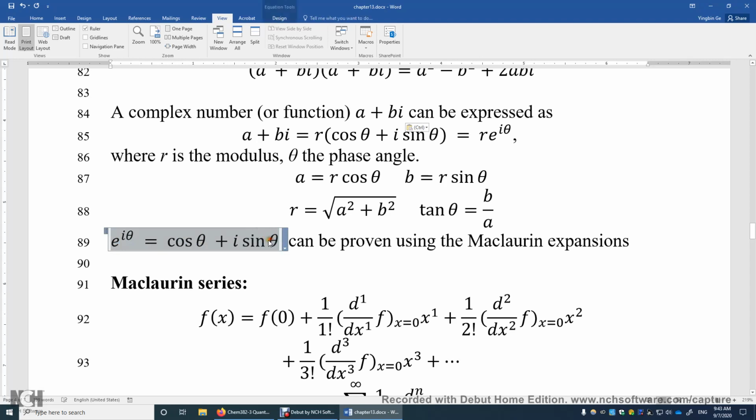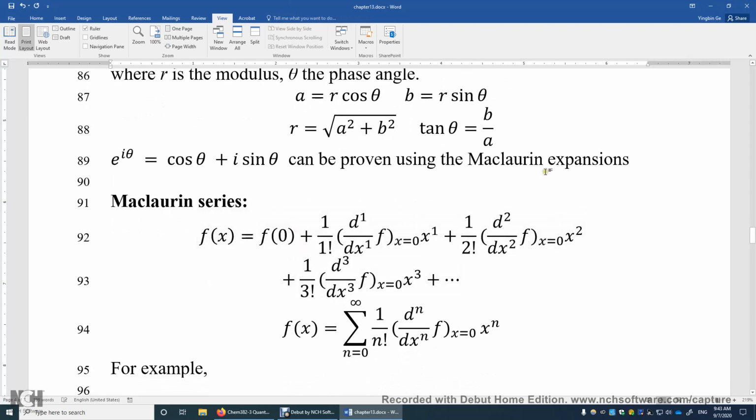I think this is Euler's equation. We'll prove this using the Maclaurin expansion of this function, and this function. So let's look at the general expression of the Maclaurin series. f(x) is f(0) plus something times x, something times x squared, something times x to the power of 3. So any smooth function can be expanded into a polynomial function.